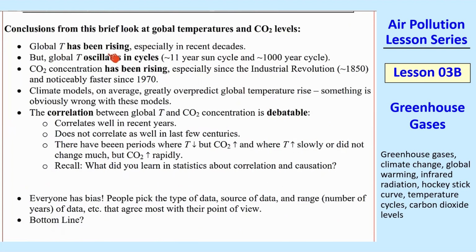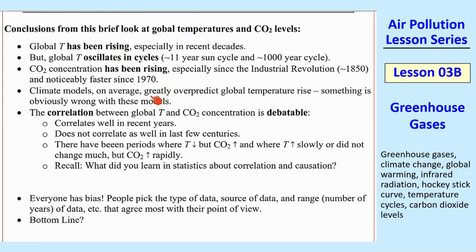Global temperature has been rising, especially in the recent decades, so that's not really disputable, but there are oscillations in cycles. There's the 11-year cycle, and there's some kind of 1,000-year cycle. There's also very much change depending on volcanoes. It seems to correlate with that. CO2 concentration has been rising. That's indisputable, especially since the Industrial Revolution, and then even faster since 1970.